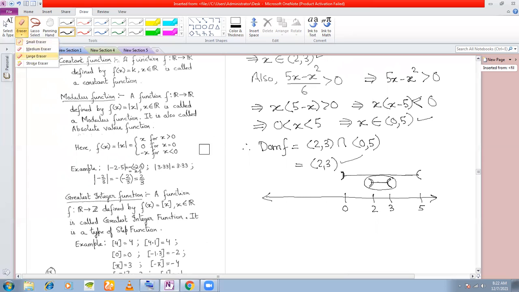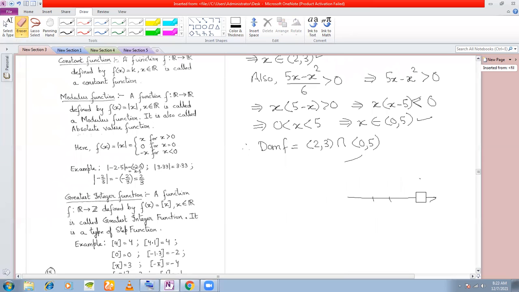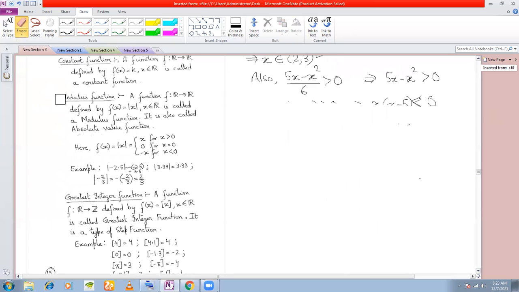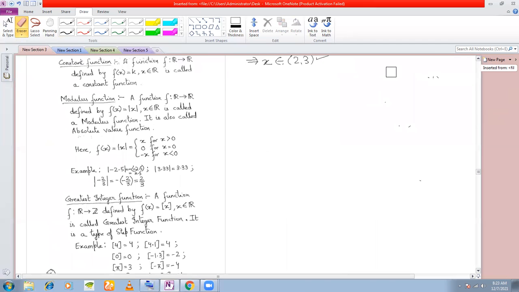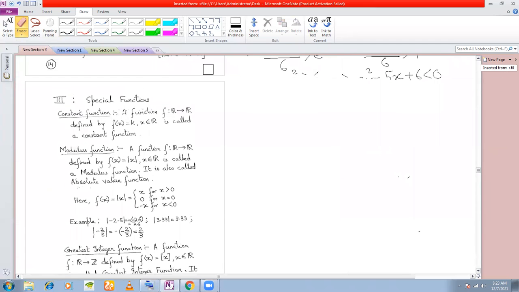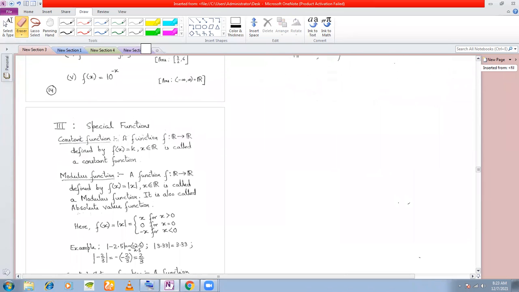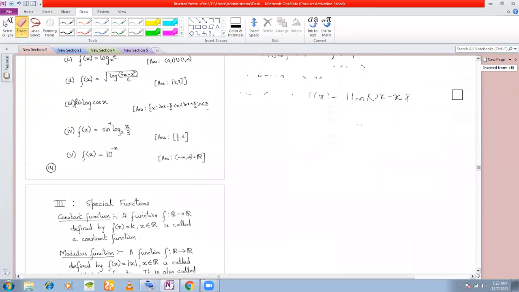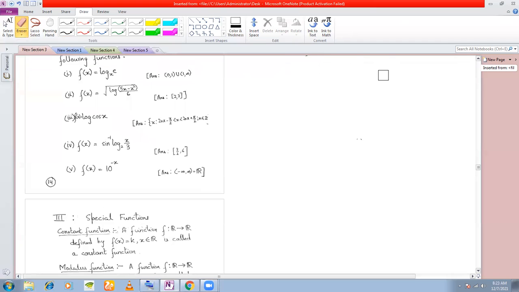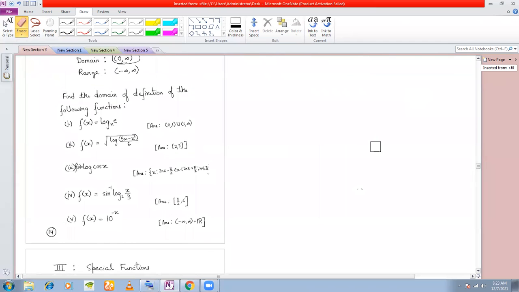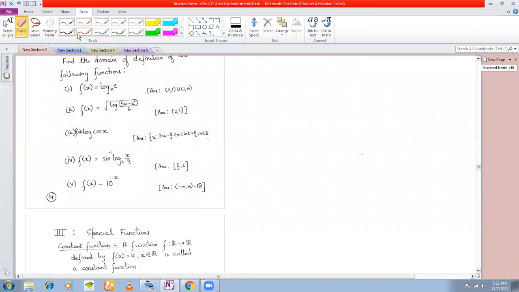Moving on to the next question. Here, f(x) is equal to log cos x, given.